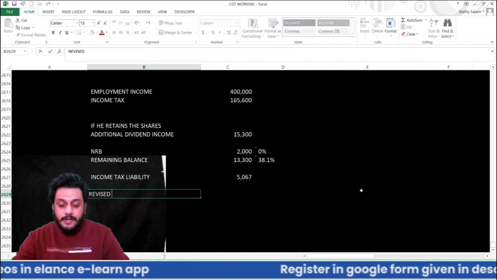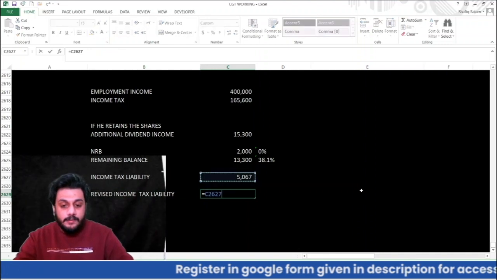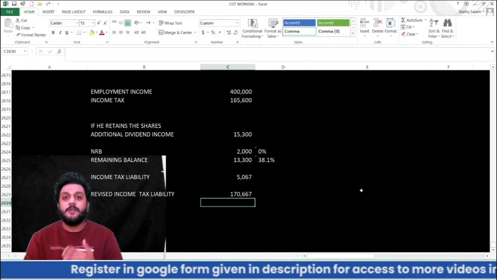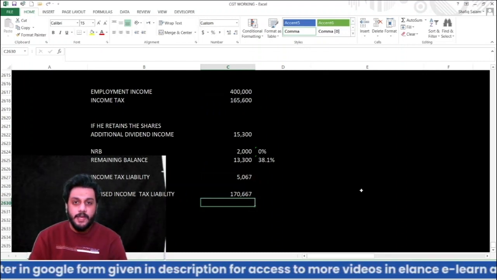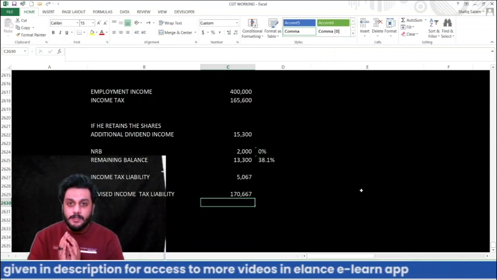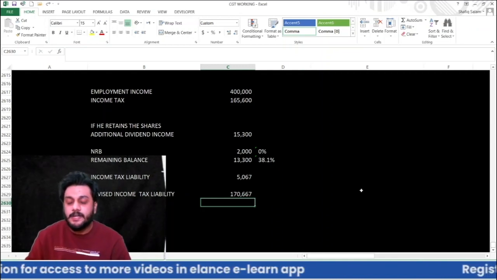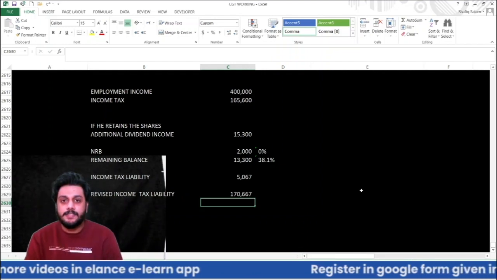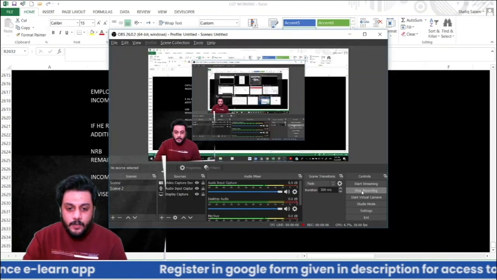So the revised income tax liability is 165,600, which is his old liability, plus 5,067. So the new liability would be 170,667 pounds. This is enough for the 1 mark requirement they have asked. He already had the income tax of 165,600, and if additional dividend income of 15,300 is added, the new income tax liability would be 170,660. Now let's see requirement B.